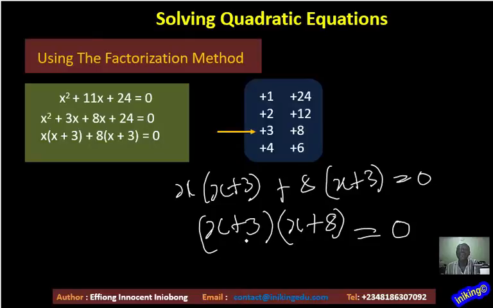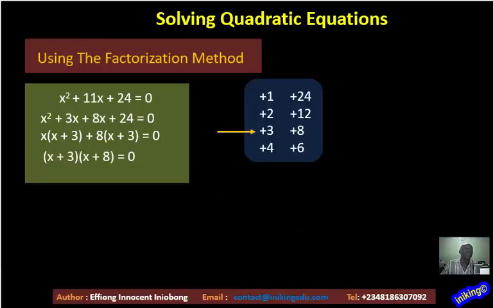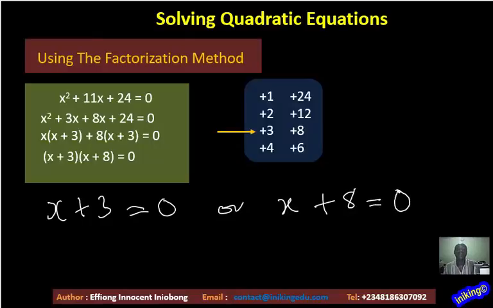What next? I have here x plus 3 times x plus 8 equals to 0. Two numbers, a and b, multiply to give us 0. Under what condition can this be true? It is either a is 0 or b is 0. If x plus 3 multiplies x plus 8 and the result is 0, then one of these two must be 0. That is, it's either x plus 3 is equal to 0 or x plus 8 is equal to 0. And what does that imply? It simply implies from here that x will be what? Minus 3. Or from here, x will be equal to minus 8.